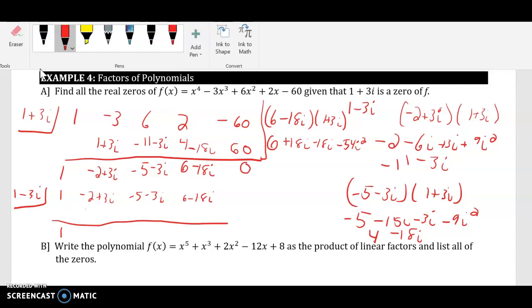Multiply. What happens to the i's? They cancel, and you get a -1. So then multiply this times that. What do you get? -1 plus 3i.